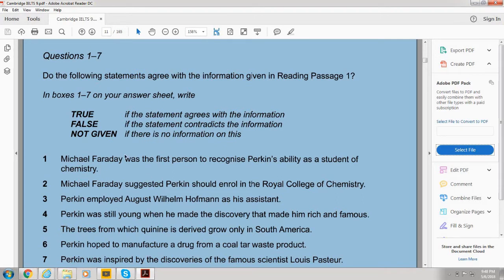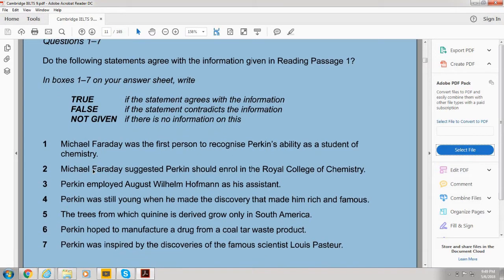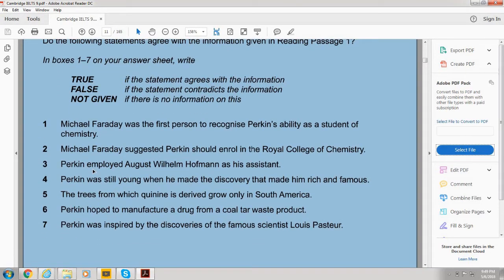What you can do, because you do have three parameters here, look very attentively, because this is actually the thing you just got to try to understand. Michael Faraday was the first person to recognize Perkins' ability as a student of chemistry. What you got to do, look for the nouns first, and after that the verb. So very first is Michael Faraday, and then recognize, and Perkins' ability as a student of chemistry. So altogether you just got to take these words, because very first you just got to spot where your answer can be.